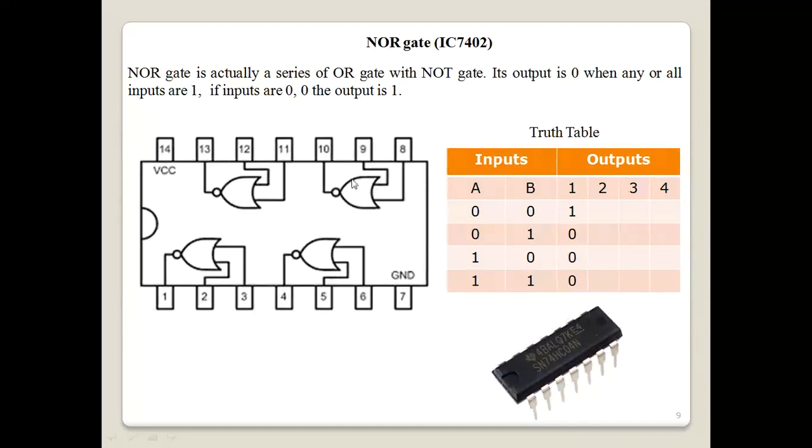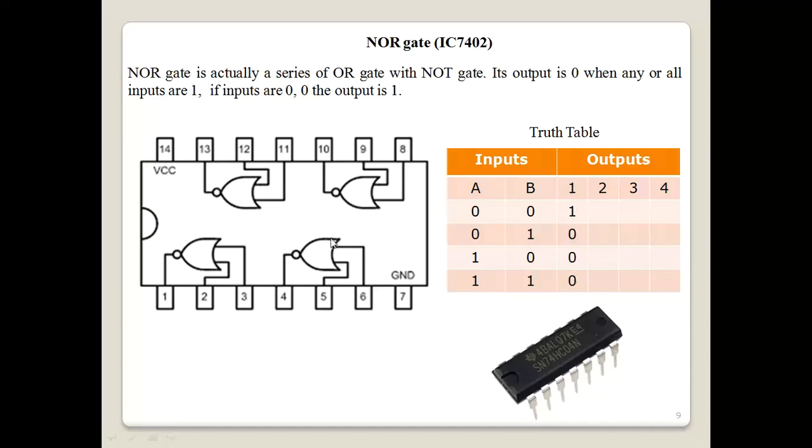Next, we are moving to the NOR gate. The NOR gate is actually an OR gate in series with a NOT gate. Its output is 0 when any or all of the inputs are 1. If the inputs are 0, 0, the output is 1. This NOR gate is the inverse of the OR gate. In the OR gate, only at 0, 0 do we get 0 and all other cases we get 1, but the NOR gate is the inverse, that is 1, 0, 0, 0.